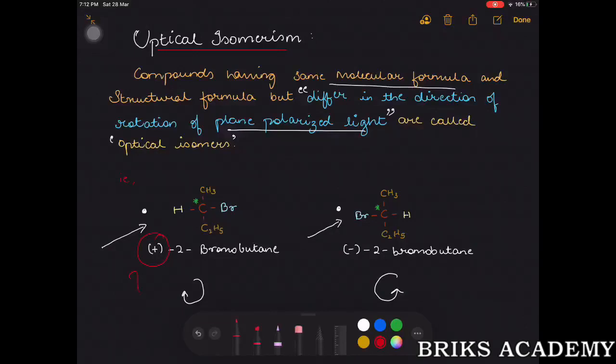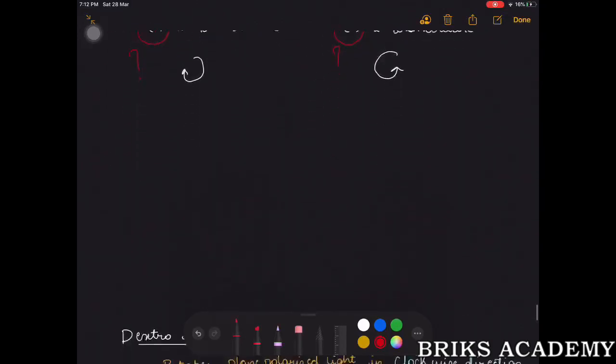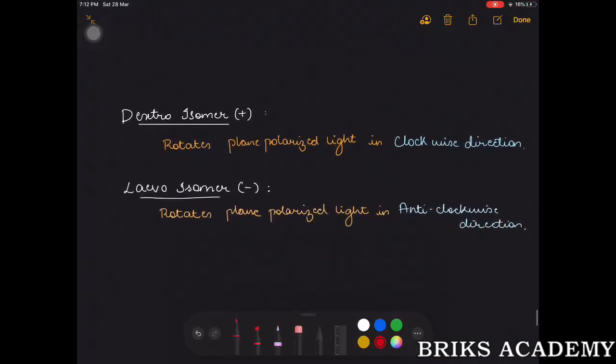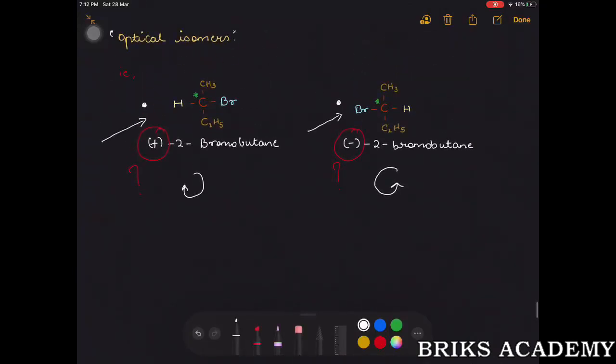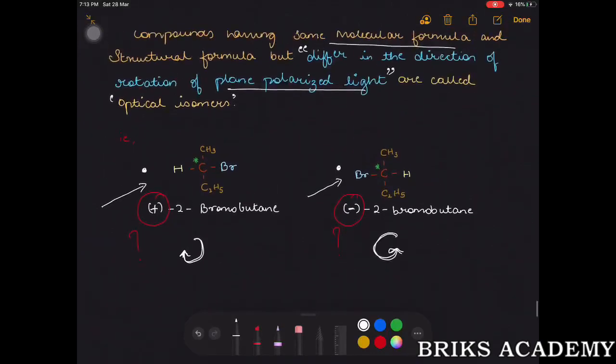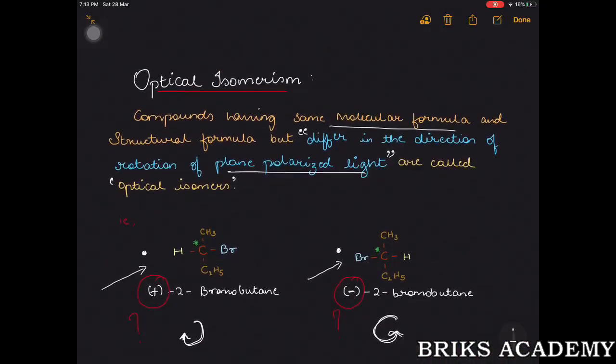But what is this plus and minus in these two names? The plus and the minus are nothing but dextroisomers and levoisomers. What is a dextroisomer? A compound which rotates plane polarized light in the clockwise direction. Whereas a levoisomer is that compound which rotates plane polarized light in the anti-clockwise direction. So, plus represents the dextro compound and minus represents the levo compound. Hope optical isomerism is clear.